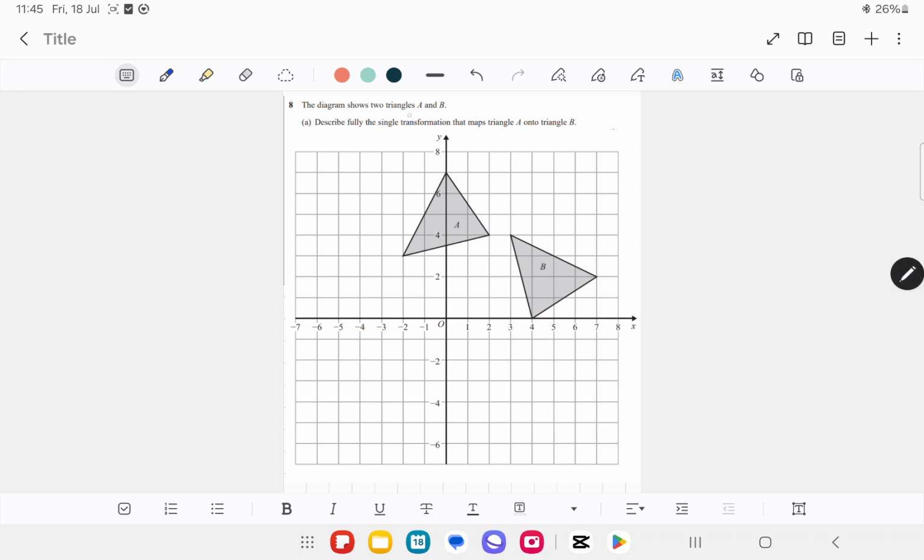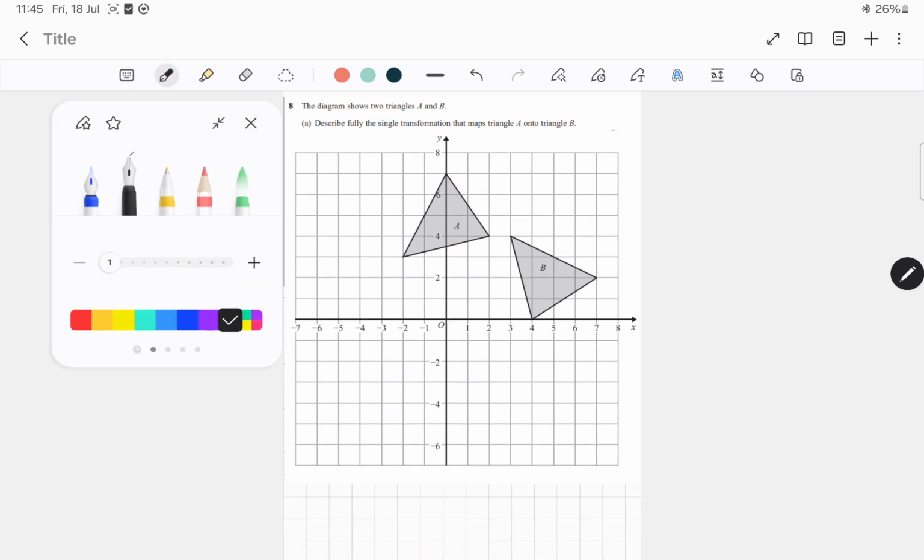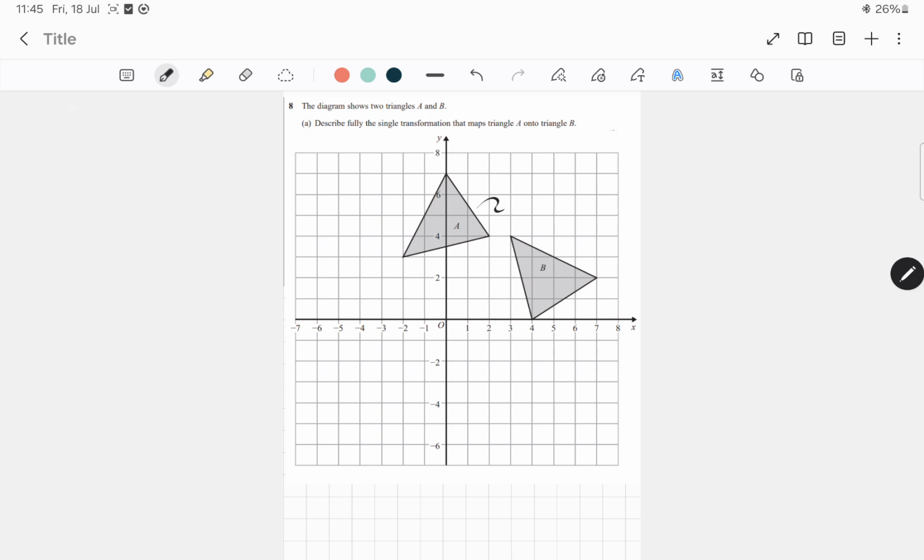The diagram shows triangle A and B. Describe fully the single transformation that maps triangle A onto triangle B. So think about it. If I am going from A to B, first of all we need to understand whether this is an enlargement or rotation or reflection or translation.